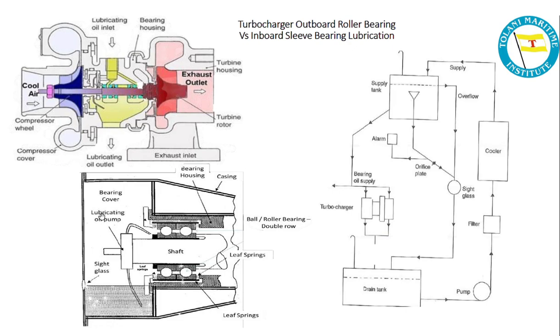Bearing cover, lubricating oil pump. It is here, it is mounted. Okay, here is the leaf spring, and a ball roller bearing. Okay, ball roller bearing housing. This is the bearing housing. These are the bearings that you are seeing. Okay, just beside is the leaf springs. Okay, lubricating oil pump, bearing cover.